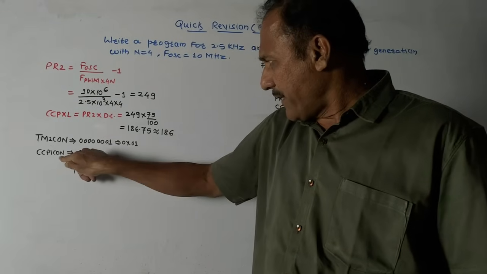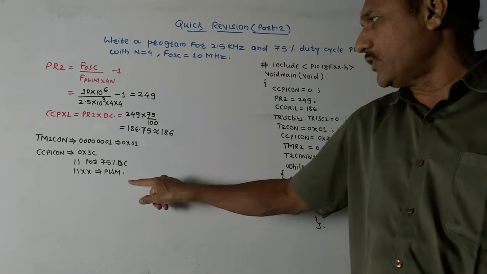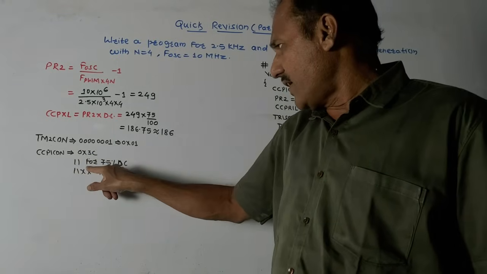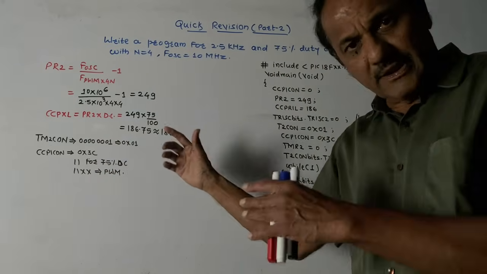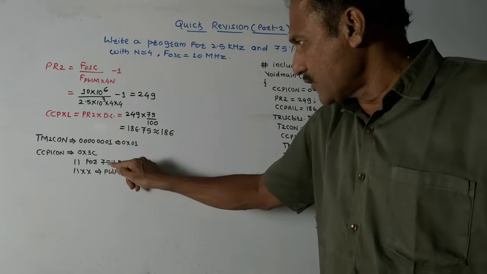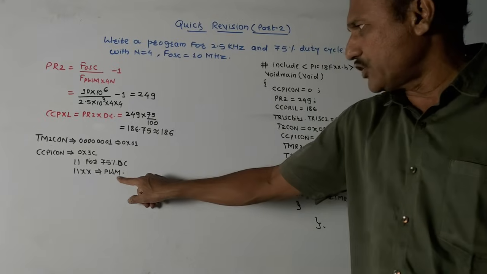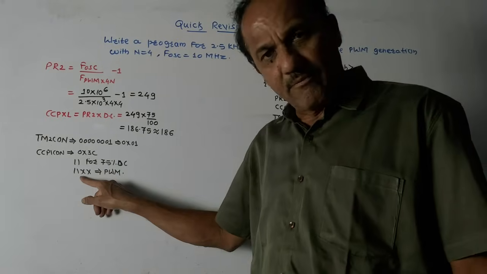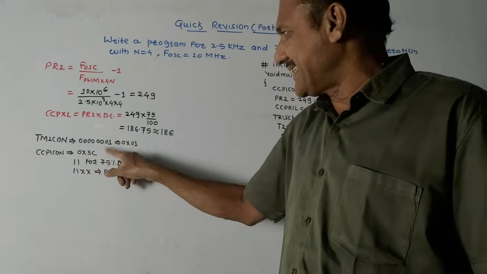Then the CCP control register, it is 0x3C. We already discussed this value because it is 11 for 75% duty cycle. We have referred to the table just now. So for 75% duty cycle it should be 11, and for generation of PWM waveform it is 11xx. So this corresponding value is 0x3C.